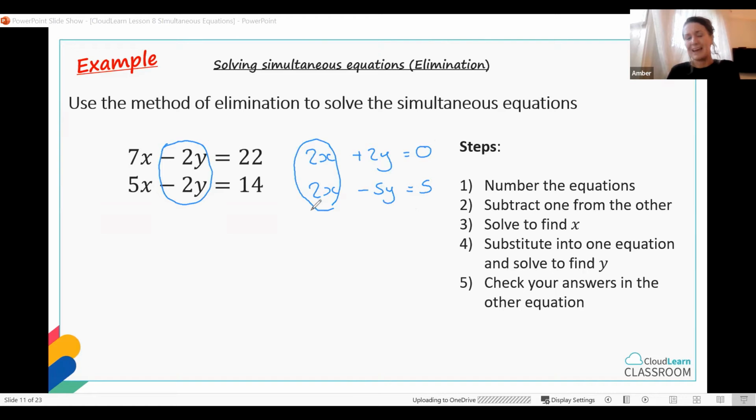Okay. They may be x's, they may be y's that are the same, but you're just looking for, have I got two that are the same? That's the kind of big thing you need to look for there. Okay.